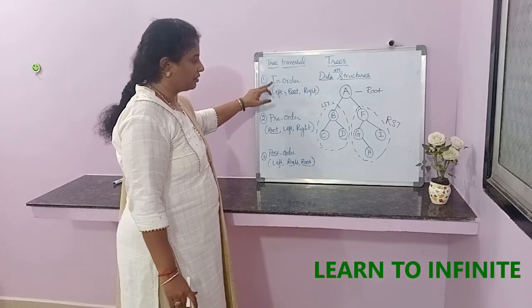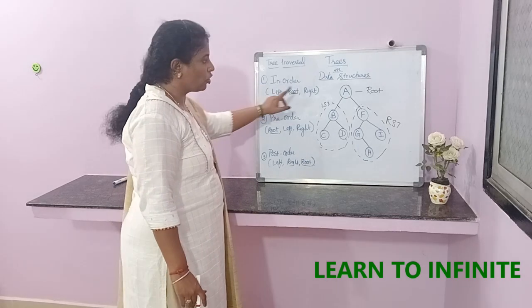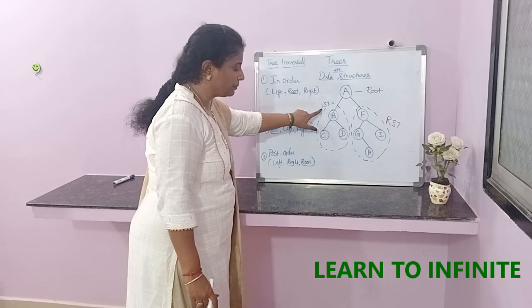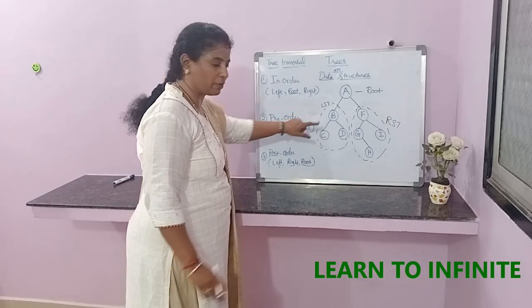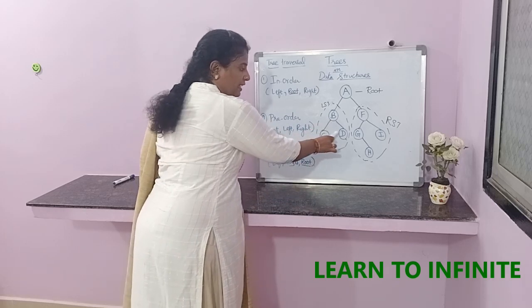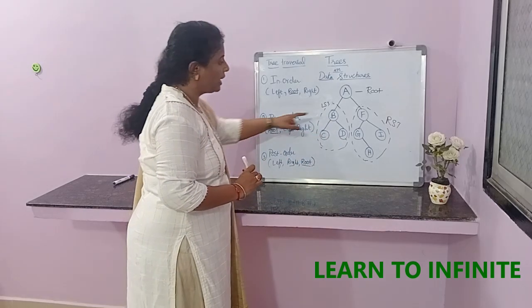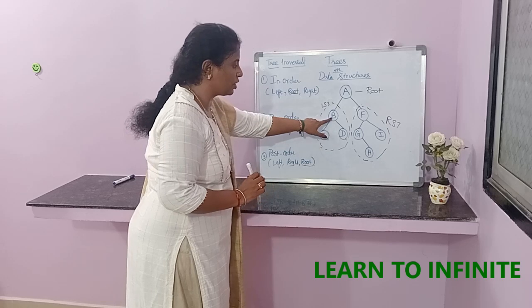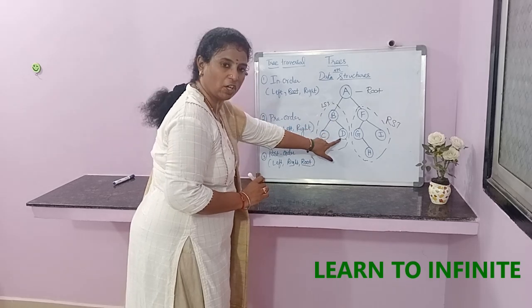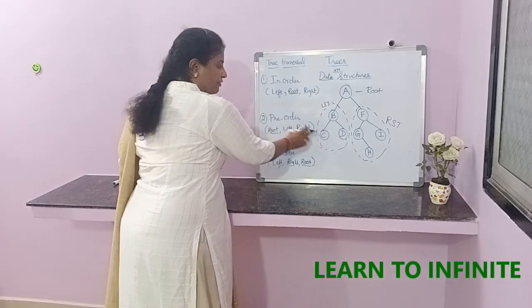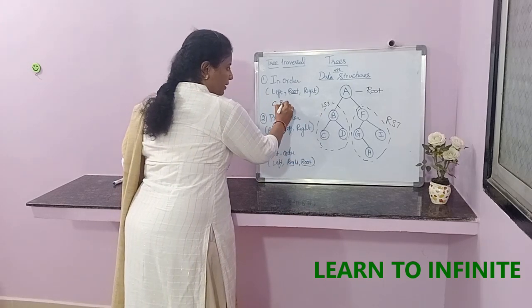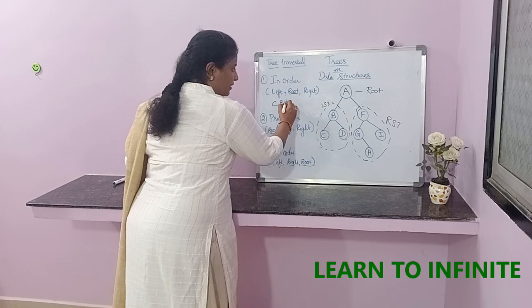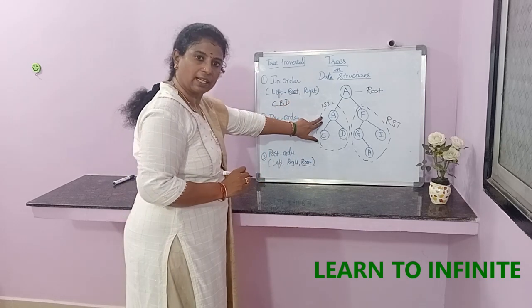So moving on to in-order, first is your left. So in this tree, the left means we have to concentrate on the left subtree. So what is our left subtree? It is B, C and D. Okay. In this B, C, D, again B is your root, C is your left and D is your right. So first left is your C, backtracking, root is B, next right node is D. Our left subtree is complete.